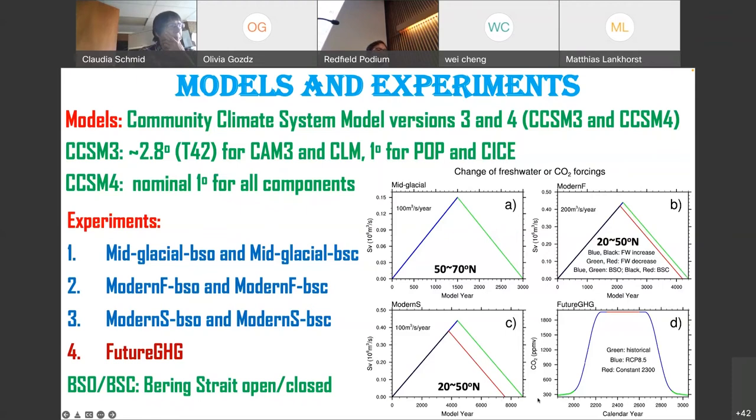As a result, the modern fast experiment ran about 4,500 years, and the modern slow ran about 9,000 years. In the future greenhouse gas experiment, we run the historical forcing from 1850 to 2005. Afterwards, it is RCP 8.5 to 2300. Then we keep the forcing at the 2300 level for 300 years to let the surface climate equilibrate with the forcing. Then we reverse the RCP 8.5 forcing back to 2005, and then further reverse the forcing to 1850. Now, let's look at the results.